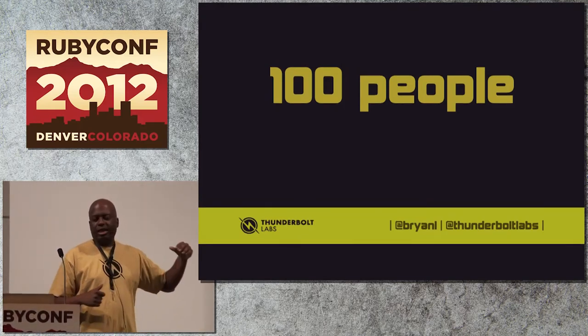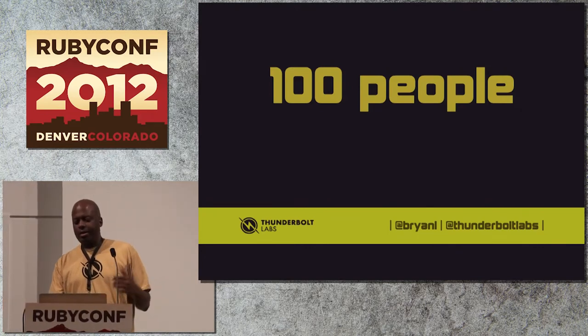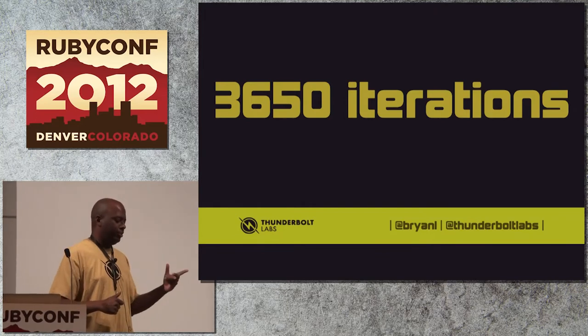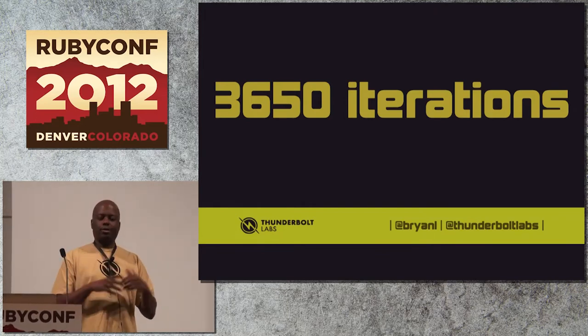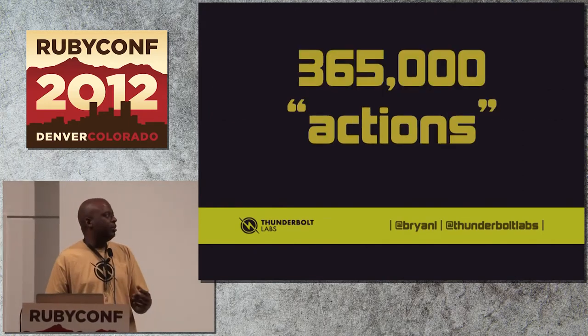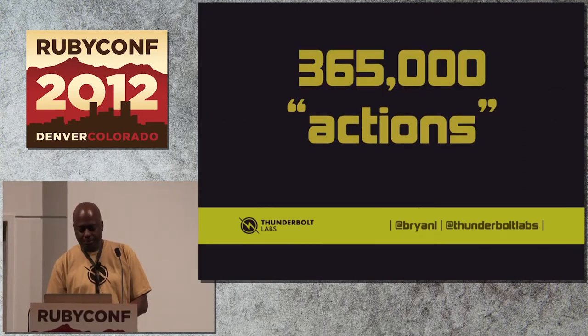So let's say our simulation has 100 people, and the simulation goes for 3,650 iterations, which will be, for our example, 10 years. If we do a little bit of multiplication, we notice that we have 365,000 actions.